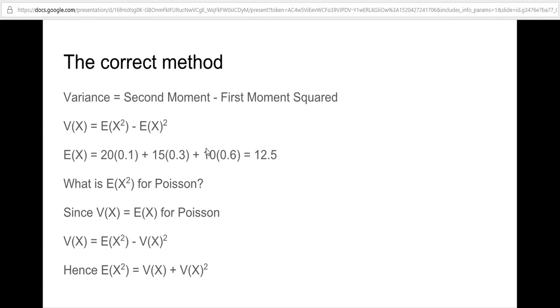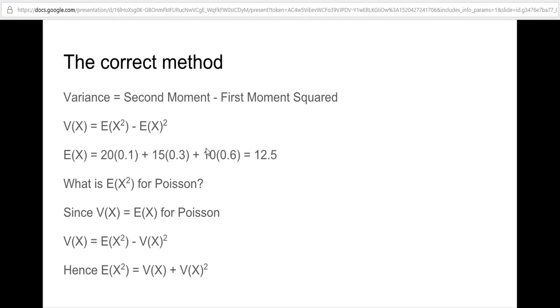So we're going to say that the expected value of x squared is equal to the variance of x plus the expected value of x squared. If that's not clear, what I'm doing is substituting the variance. See how I have the variance of x is equal to the expected value of x squared minus the expected value of x squared. I'm simply substituting the expected value of x for the variance of x, because it's the same for a Poisson distribution. So now we have a formula for the expected value of x squared.